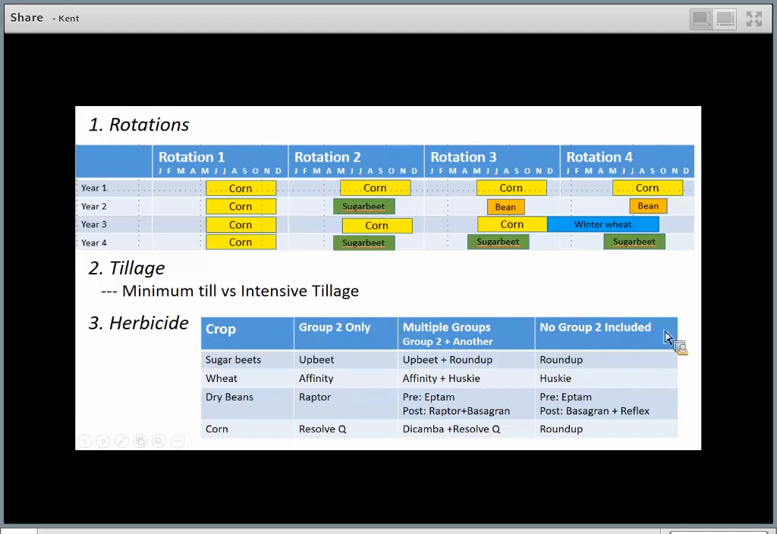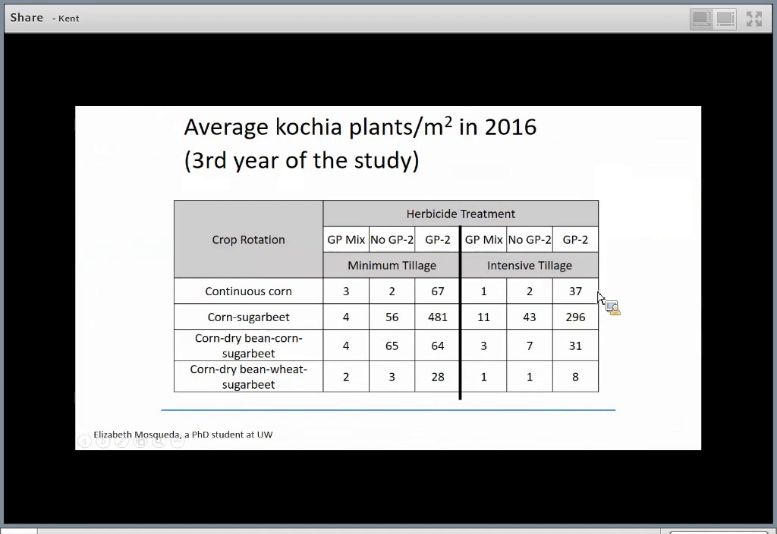And then the third treatment is no group 2 at all, so no ALS type at all. It's something other than an ALS for weed control. And basically the data can be summed up in this chart here. For 3 years, at the end of the study, you've got results for tillage on this side, intensive tillage on this side. You can see the herbicide treatment here, whether it's a mixture, no group 2 or a group 2, and then you've got crop rotation here.